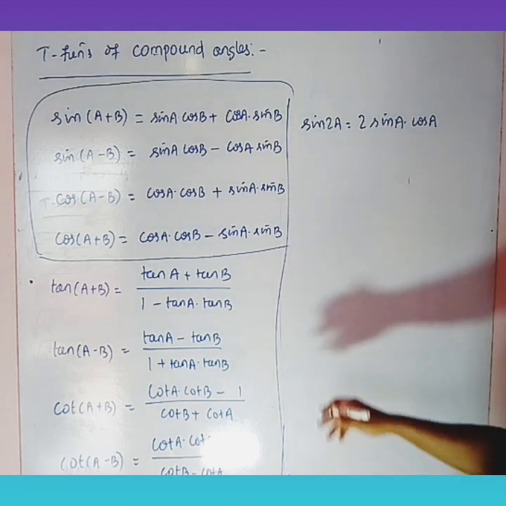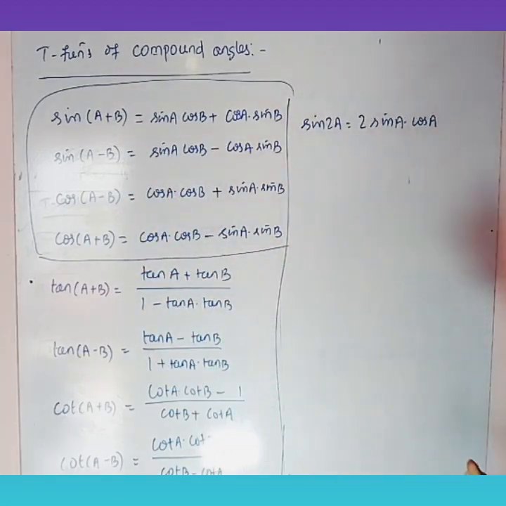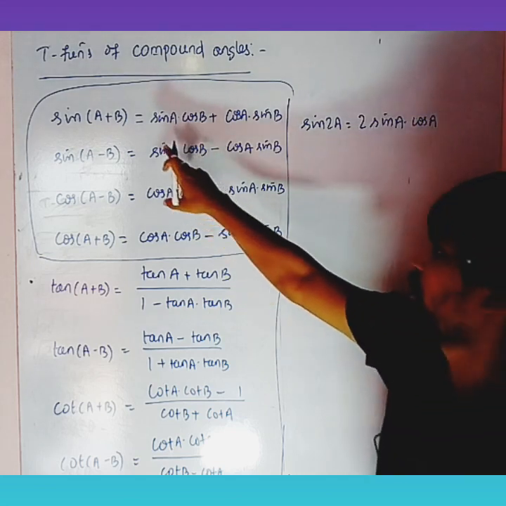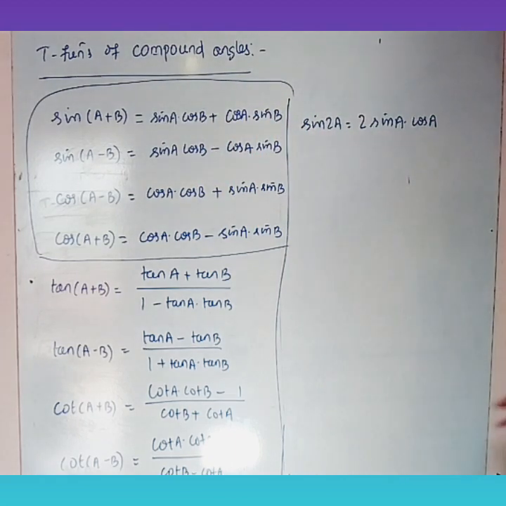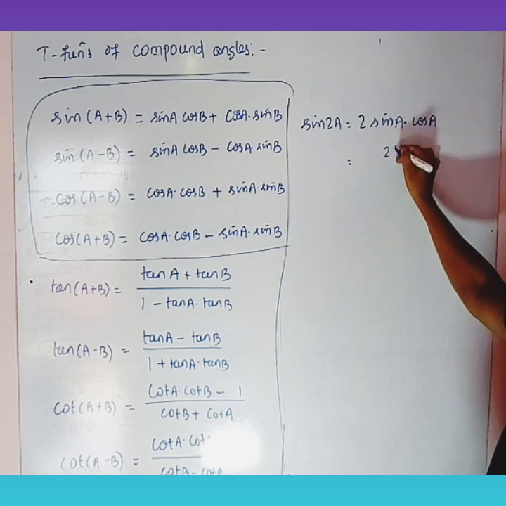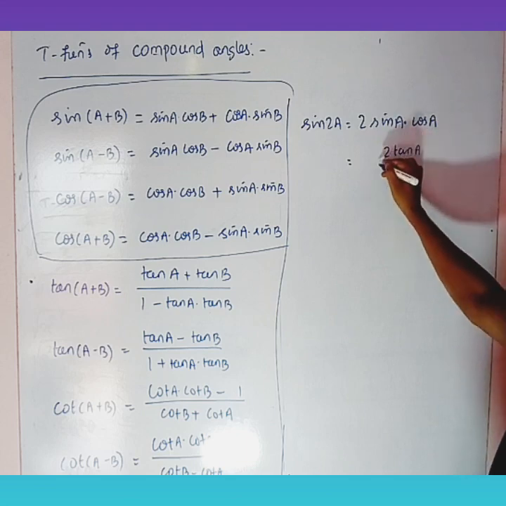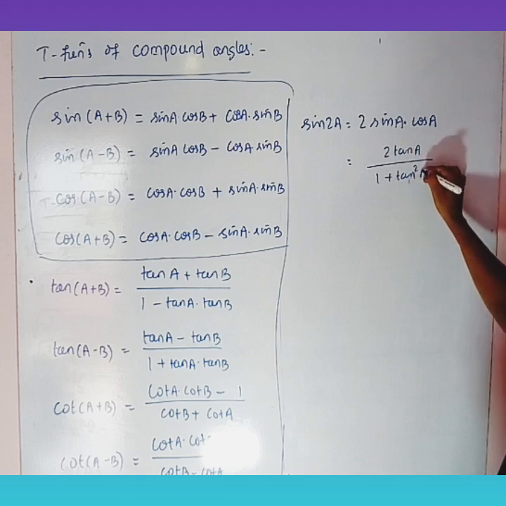We can also say by using this formula directly. We know the formula for sin A plus B is sin A into cos B plus cos A into sin B. So in place of B you have to put A, that is sin A into cos A plus cos A into sin A, that is 2 sin A into cos A. In form of tan, it is 2 tan A by 1 plus tan square A.